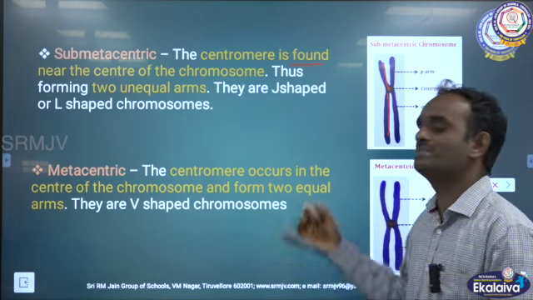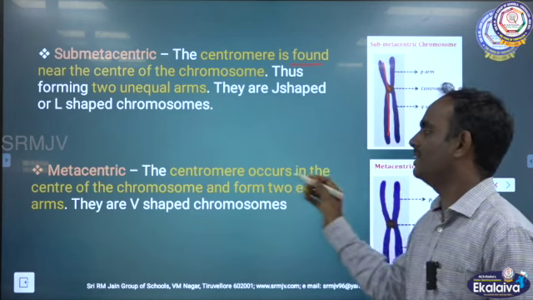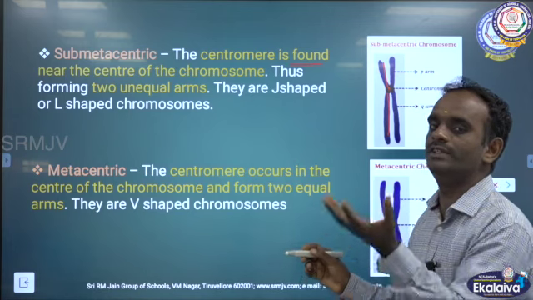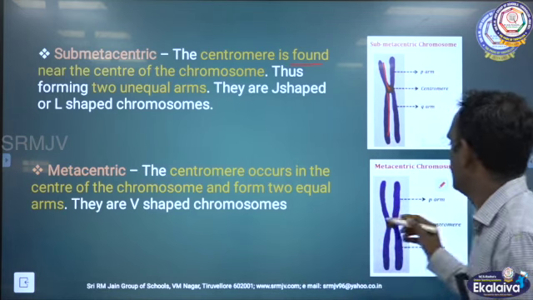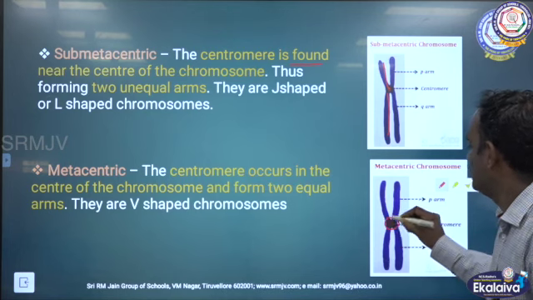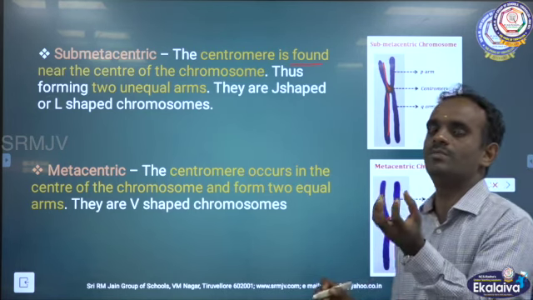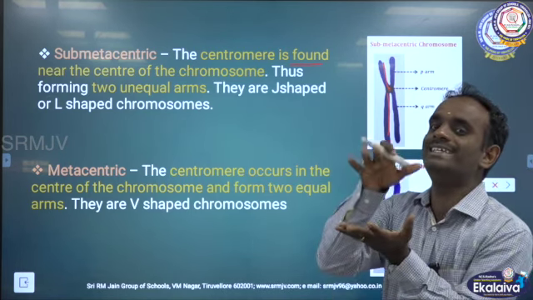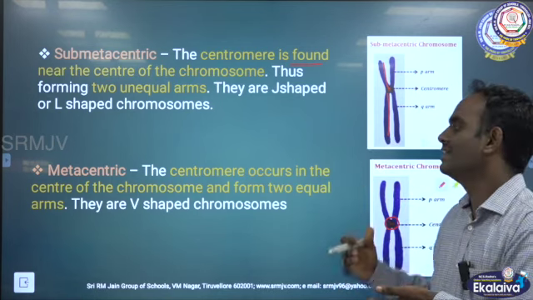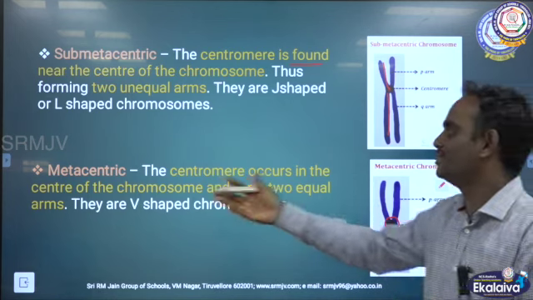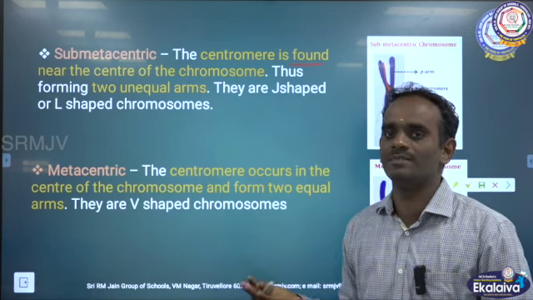The last one is metacentric. The centromere occurs in the center of the chromosome and forms two equal arms. Now see the picture here, this is the chromosome. The centromere is positioned at the center having two equal size arms. Such type of structure is said to be metacentric chromosome. Clear, children?